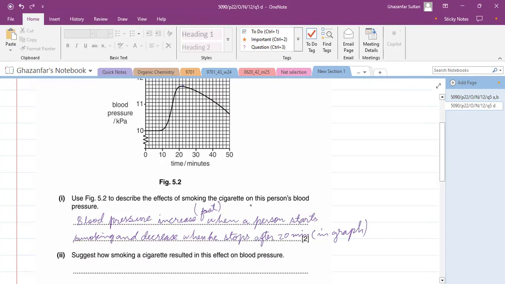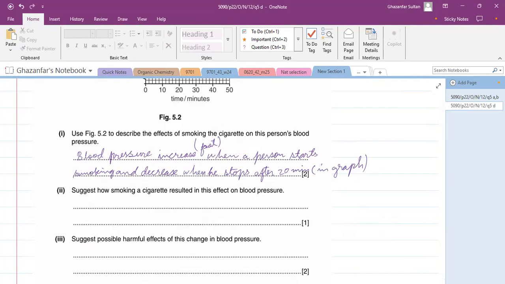Suggest how smoking a cigarette resulted in this effect on blood pressure. The possible reason for the increase in blood pressure is the constriction of the arteries. The internal diameter of the arteries becomes lesser, and there could be the deposition of fats. Another thing is that the heart pumps harder or faster. So there could be multiple reasons, but they have asked only one reason.